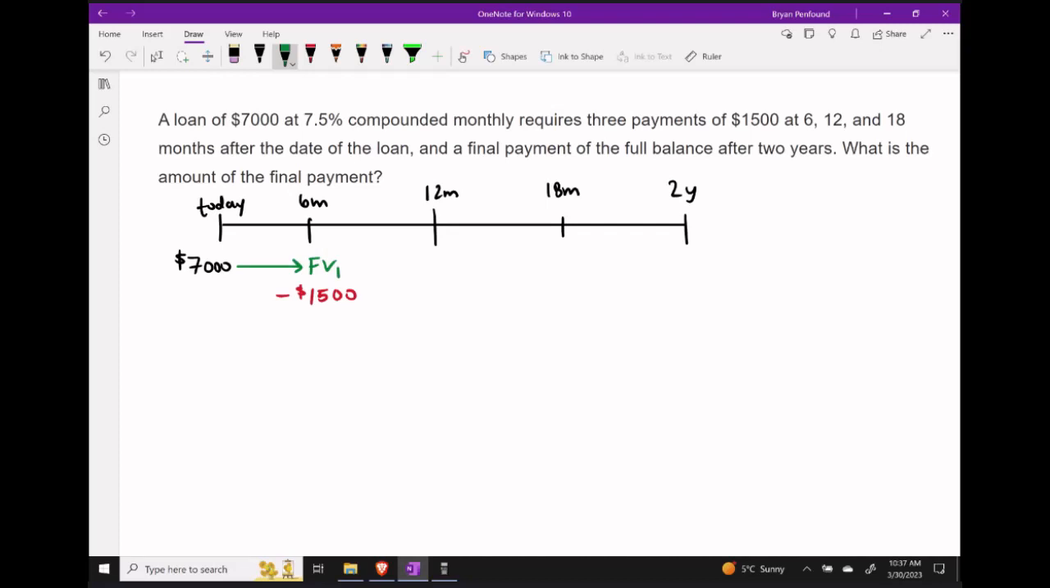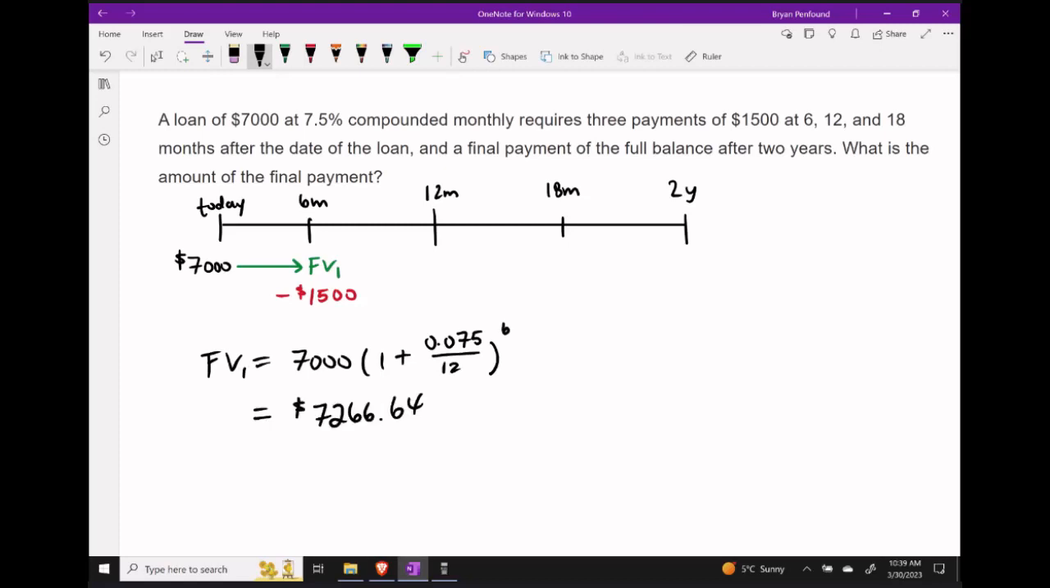Our first step is going to be to find the future value of $7,000 6 months from today, and then we're going to subtract our first payment of $1,500. So let's take $7,000, we're going to multiply it by 1 plus i. In our case, i is the rate of 7.5% divided by 12, because 12 is our frequency number, and then we need to raise that to the power of 6. And that's because in this case, t is 6 months, which is 6 over 12, and our frequency number is 12. Multiplying those together gives us 6.